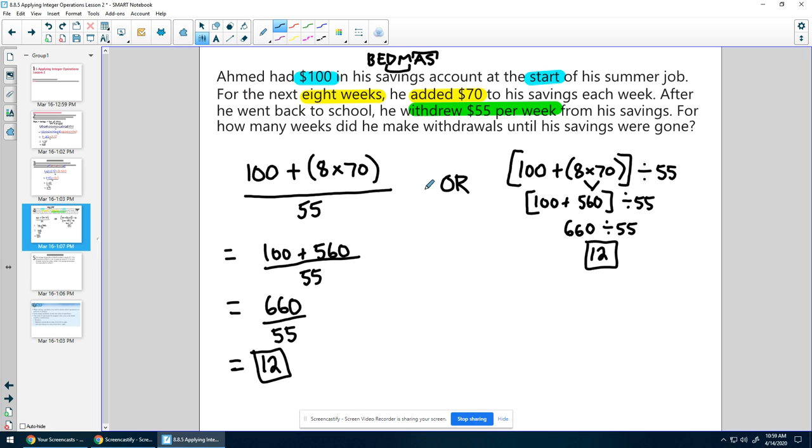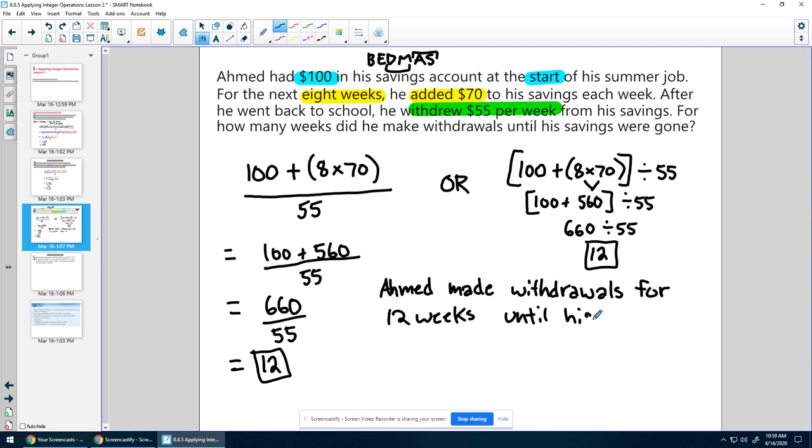So how do we finish this off? For how many weeks did he make withdrawals until his savings were gone? Ahmed made withdrawals for 12 weeks until his savings were gone.